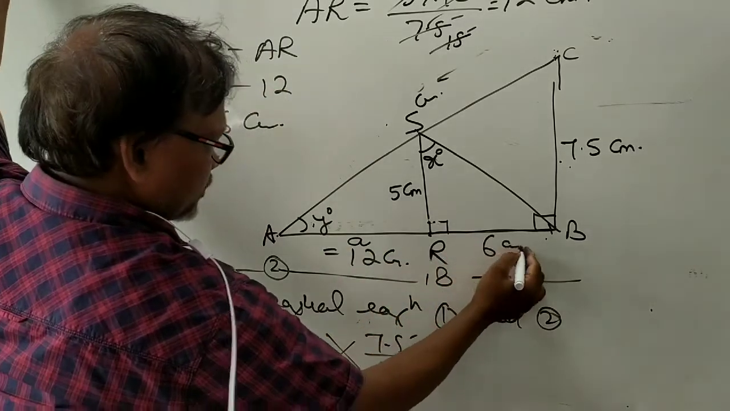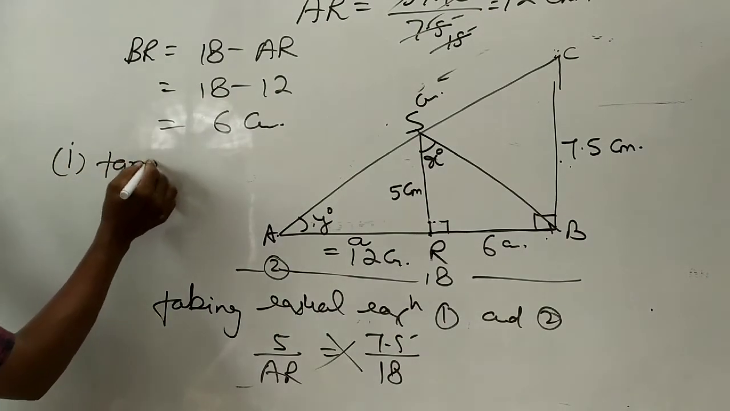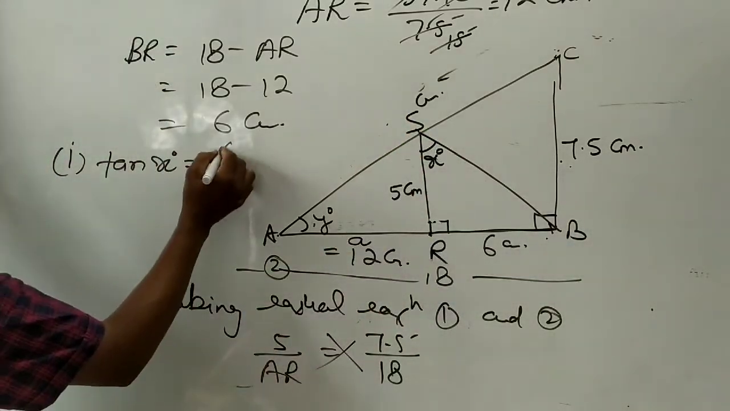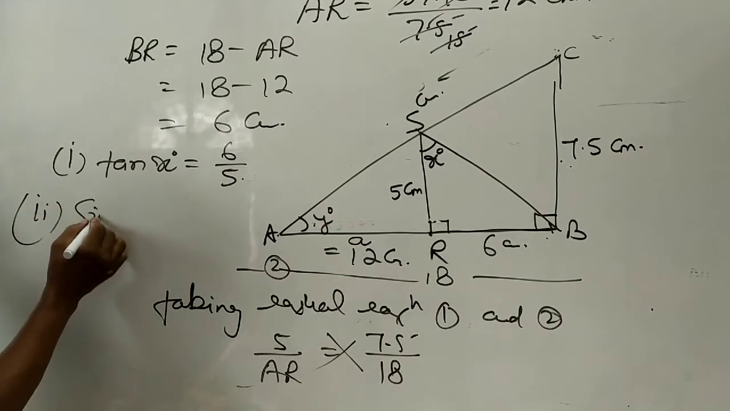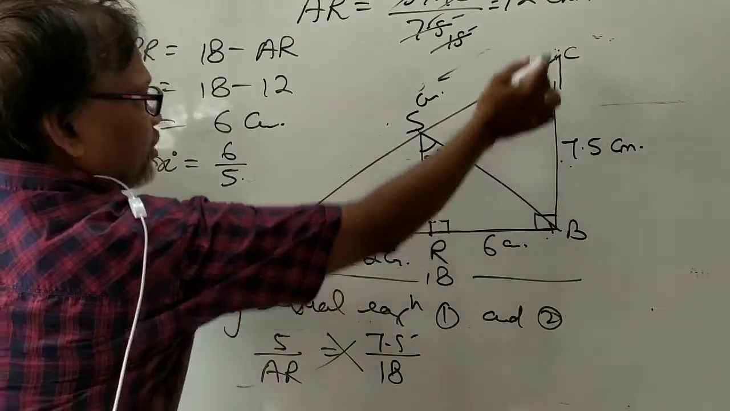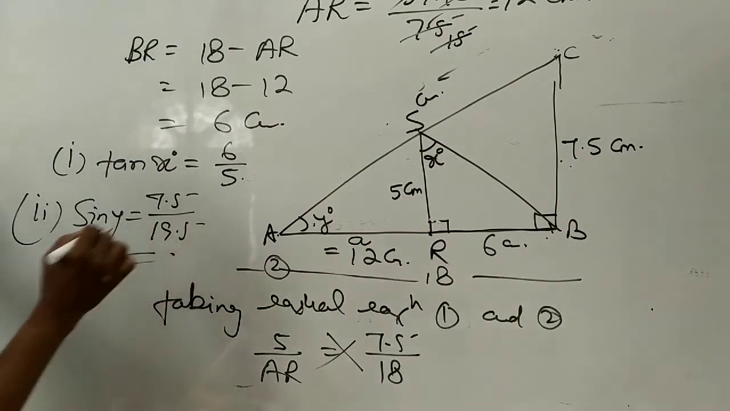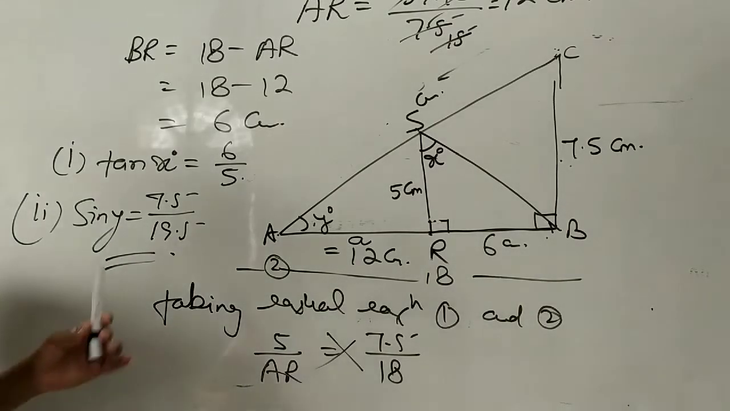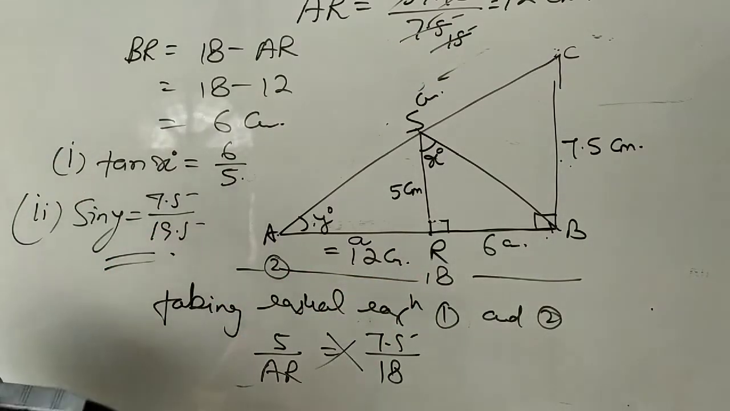This is 6 centimeter. Now you can get the first part, which is tan x. This is equal to, in this triangle, 6 upon 5 is the answer. And the second part is the sine y, that will be the 7.5 upon 19.5. Means you can solve now. So these are the two answers, but this is the method to solve or to find the value of AR. Just write down. So you can see again and again the video and you will understand.